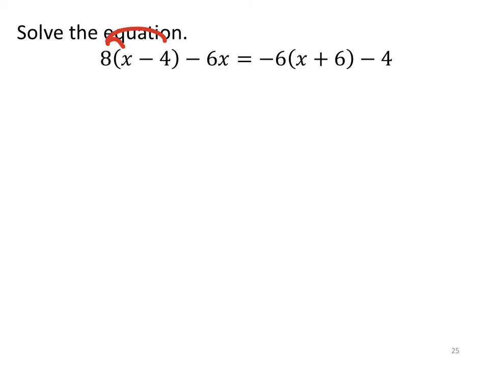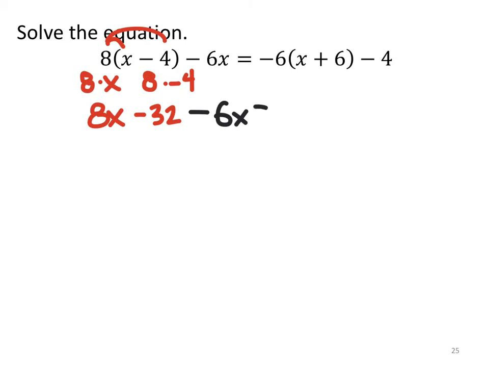But I'm distributing this 8 into this parentheses, and of course we start with 8 times the x, which is just 8x. But then also we've got 8 times, I'm going to show that as negative 4, which is negative 32. Now we got that negative 6x. I'm just going to keep it where it is, and some of you guys would already start combining like terms, and you can if you'd like. Just be careful that you don't get things mixed up. All right. Next up, I've got this negative 6 that I've got to distribute into the set of parentheses.